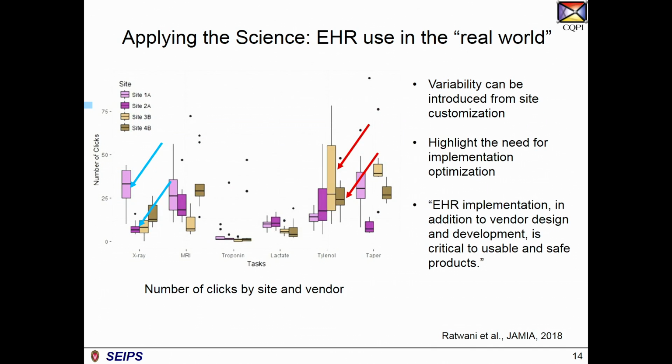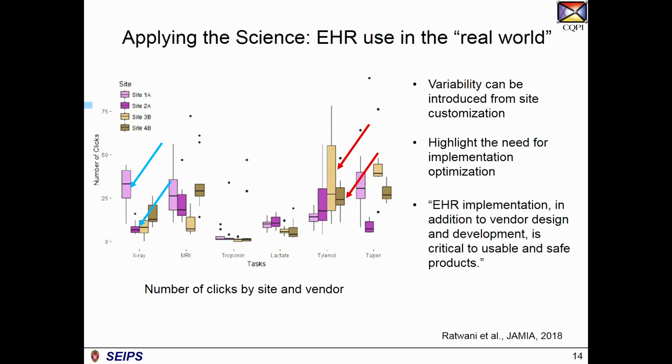is the number of clicks by site for six different tasks down here. So ordering imaging, medication, and scheduling labs. There's a lot of variability that's occurring, not only between vendors and across systems, but even within systems.